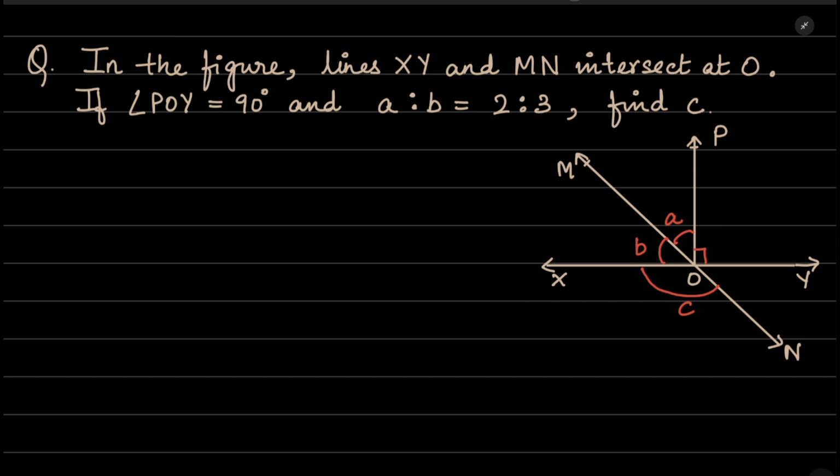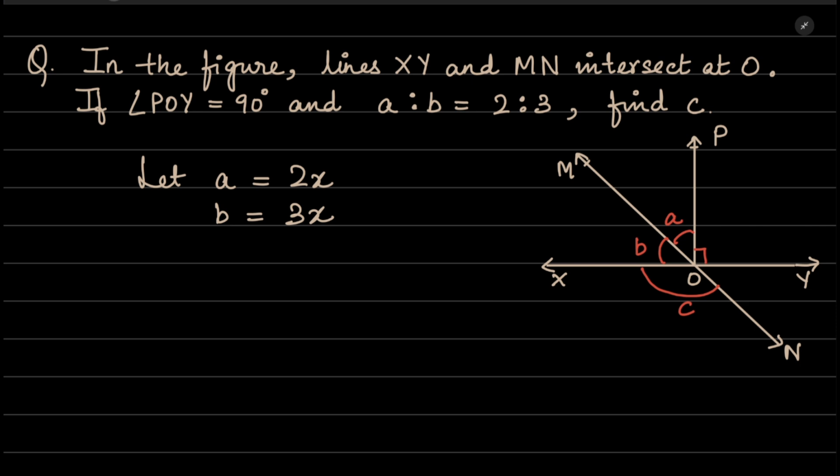Again, we don't know the exact angle of A or the exact value of B. So first of all, let us assume A be 2x and B be 3x. So x gets cancelled. A is to B is nothing but 2 is to 3. And x can be anything, 1, 2, 3, 4, anything.